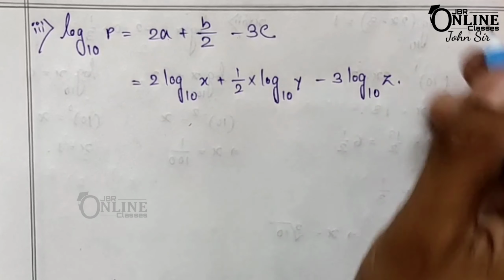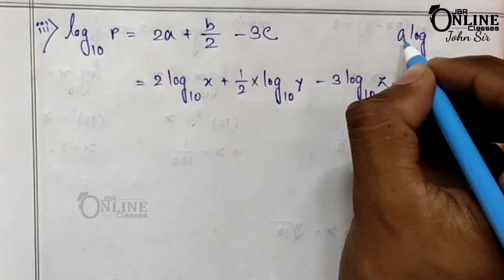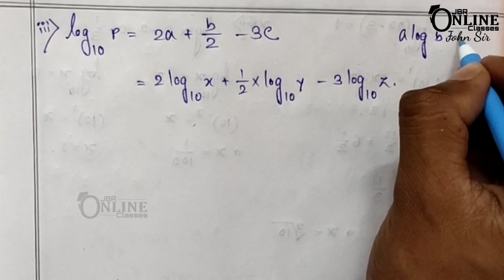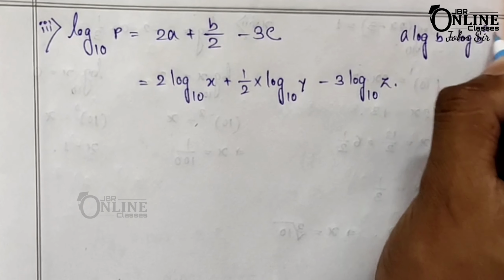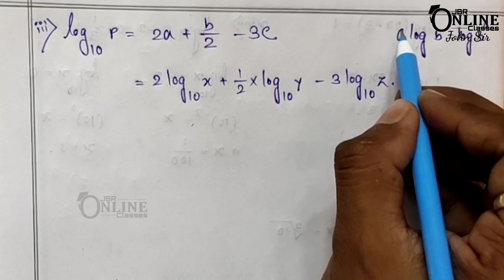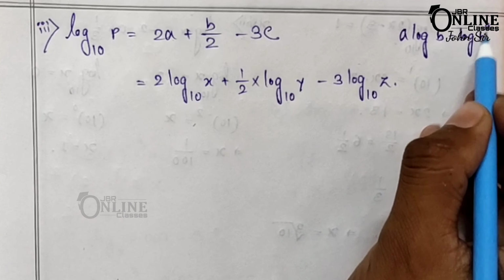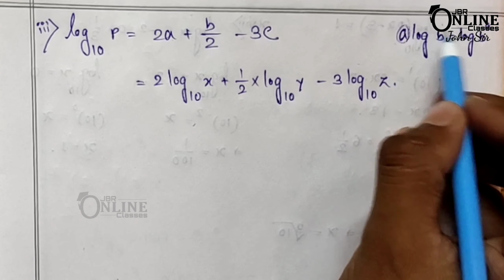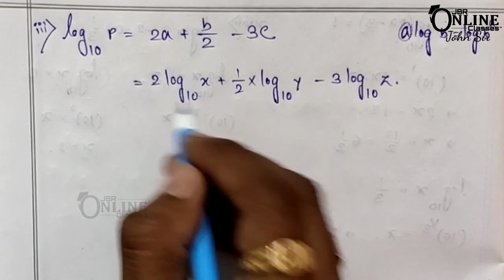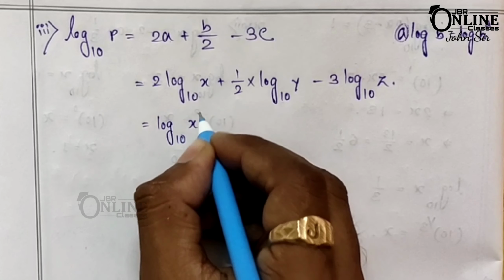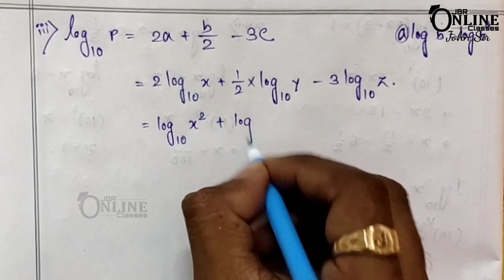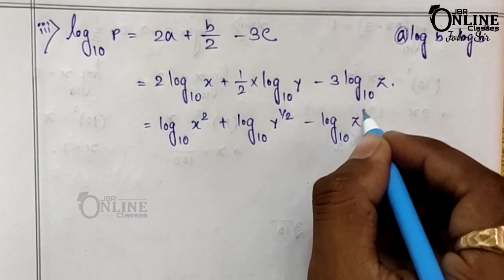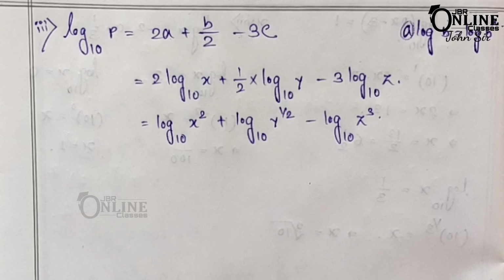Now there is a formula in log: a log b equals log b to the power a. The coefficient of log goes into the power. So here 2 log x, you can write log 10 x square. Here half is the coefficient, so log 10 y to the power half. Here 3 is the coefficient, so log 10 z to the power cube. Clear?